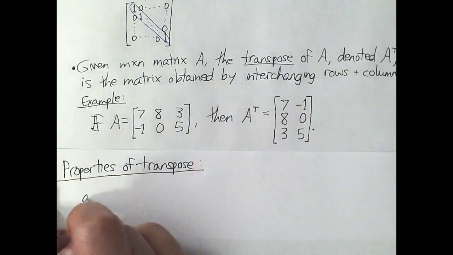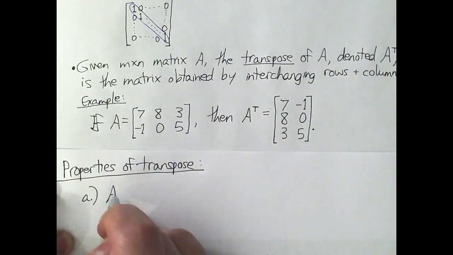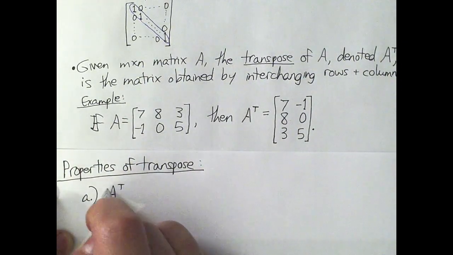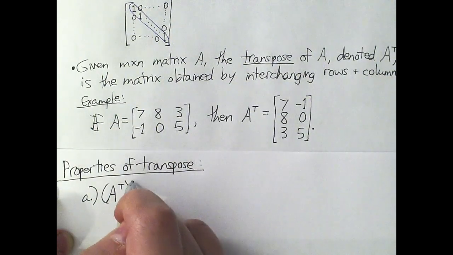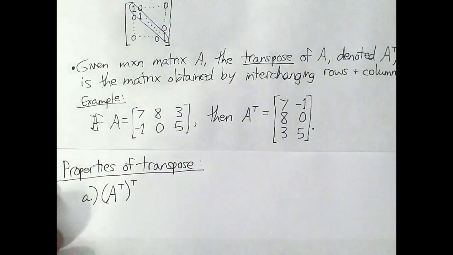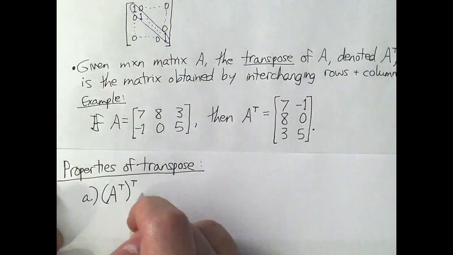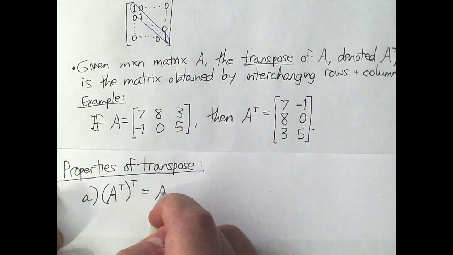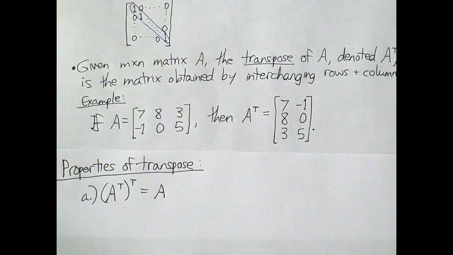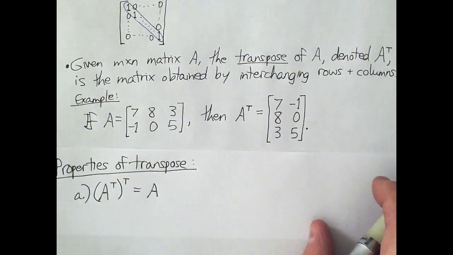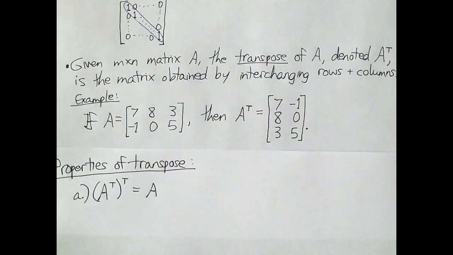All right, part A. First property is this thing that I was kind of talking about. What if you do A transpose and then you do transpose again? Well, it's going to just equal A. Because the first time you do transpose, you swap the rows and columns. The second time you do transpose, you swap the rows and columns back. So they undo each other. You just get right back to where you started.